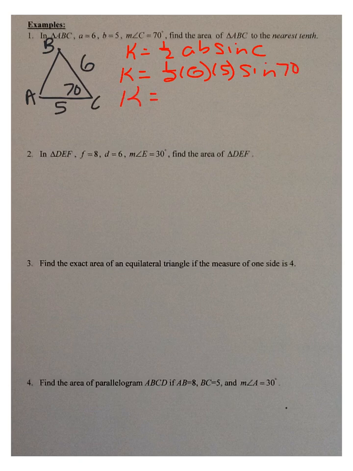So you could just plug the whole thing in your calculator all at one time. When we plug it in all at one time, we get 14.0953, which to the nearest tenth would be 14.1.